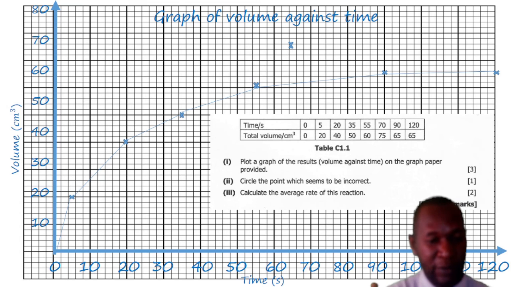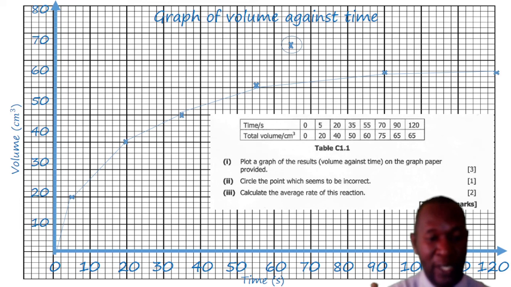So next part of the question is to circle the point which seems to be incorrect. So the point which seems to be incorrect is our 75 volume, which is at our time of 70 seconds. So that is our incorrect point. So we are done with the first two questions.